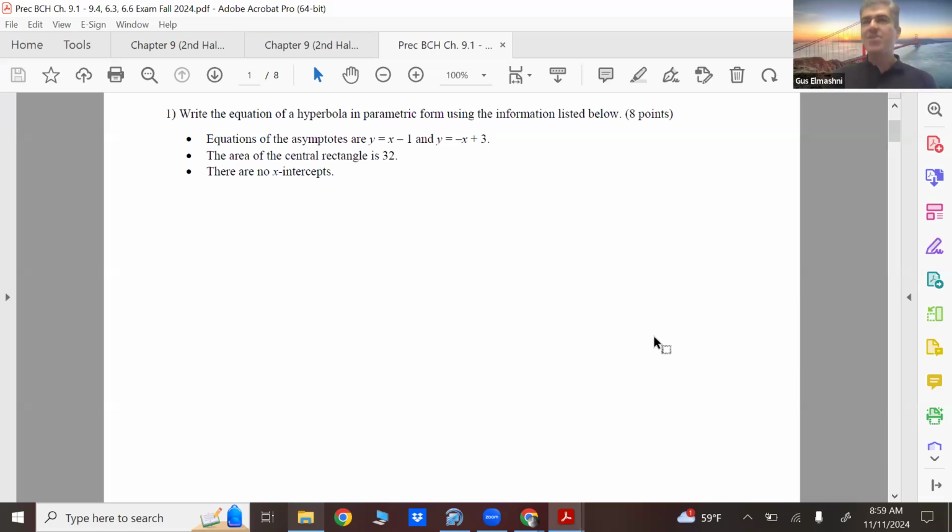Anyway. Okay, area of the central rectangle. That was a little tricky though, I will admit. But we do know that 2A and 2B are the dimensions. So 4AB has to equal 32. Once you see that, and then also recognize the fact that the slope of this is 1 or -1, so A and B have to be equal to each other. So you can easily solve this by making 4A squared equal 32 and solving for A. So once you have that, you're good. And no x-intercept, it's got to open up and down, not left and right.